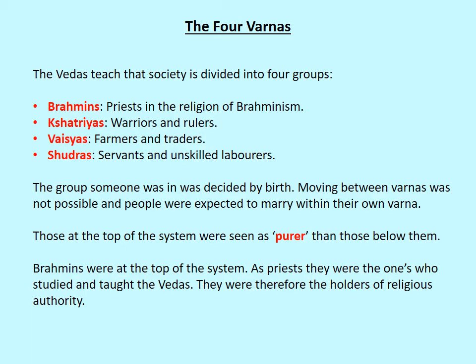So if you're a Vaishya, you marry a Vaishya person. And you can't be born a Vaishya and then become a Kshatriya or become a Brahmin. You can't go up or down. And the idea is there's a clear idea of some being better than the others. Those at the top of the system are seen as purer, better than those below them. Brahmins were at the top of the system.